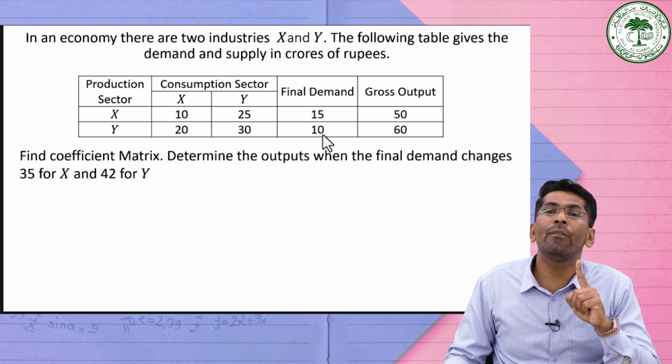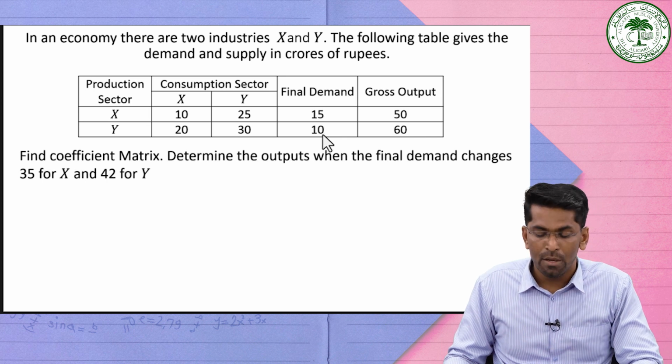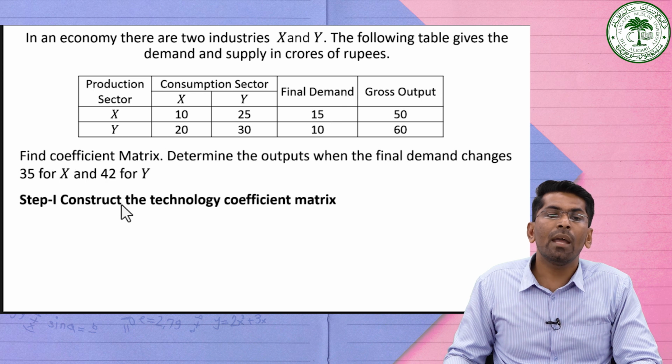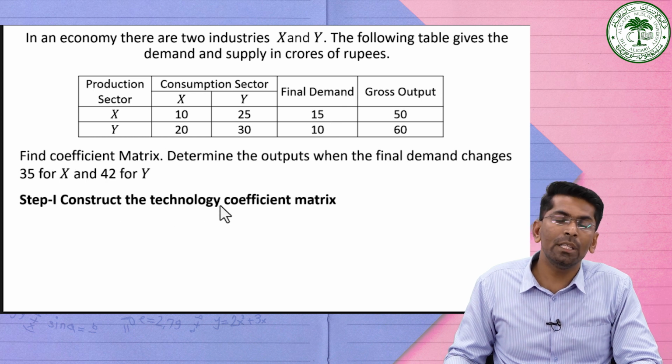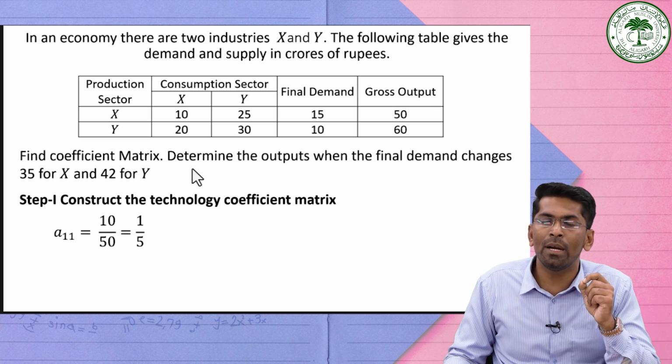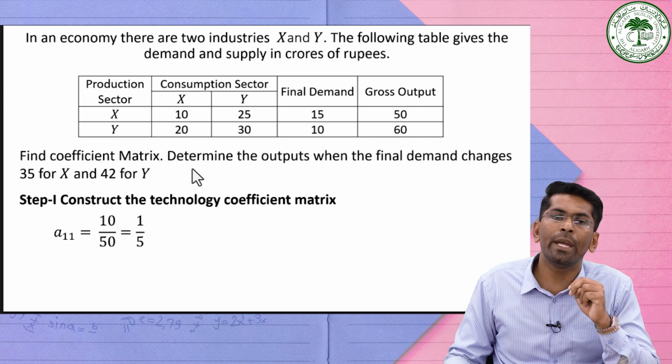Then what will be the level of output which is required? So we are going to find the coefficient matrix first. We are going to construct the technology coefficient matrix here. For constructing that, we have to find the proportions, that is A11, A12, A21 and A22, because we have a 2 by 2 model here. That means we have only two producing sectors, that is X and Y.